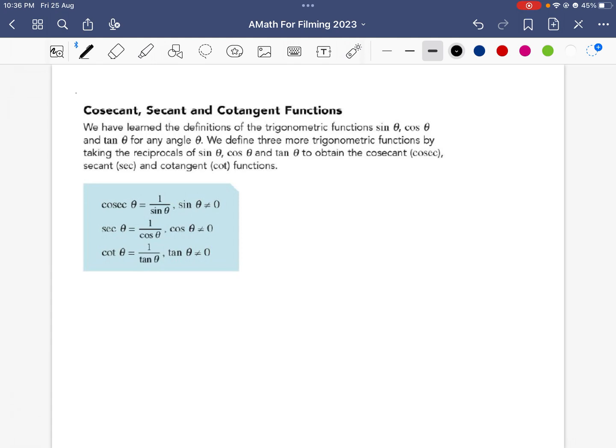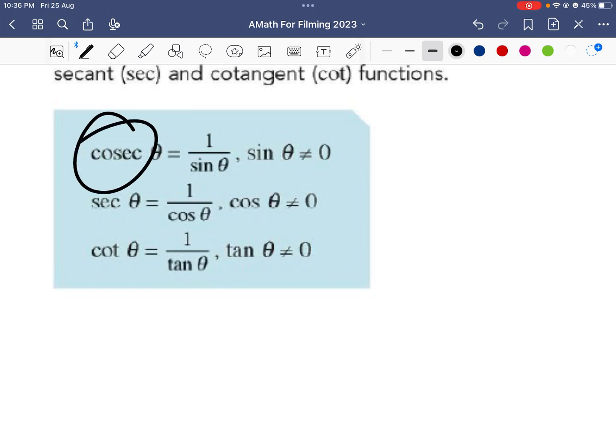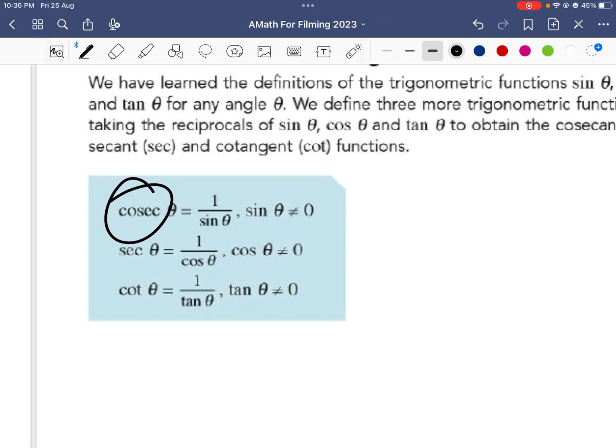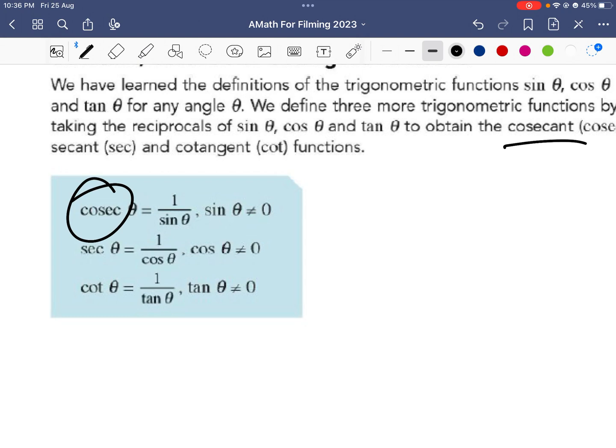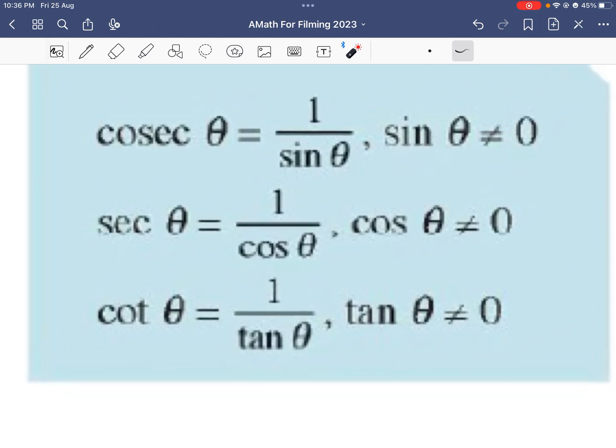Okay, cosecant, cotangent, and secant functions. So this is known as cosecant. How you spell that? C-O-S-E-C-A-N-T. This is known as secant theta, and this is cotangent theta, as spelled over here. Now, what you need to memorize again is that cosecant theta is equals to 1 over sine theta, secant theta is 1 over cosine theta, cotangent theta is 1 over tangent theta.